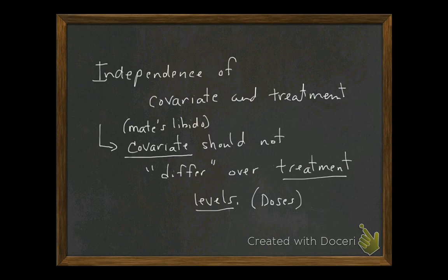So what we're saying here is before we ever start to check this assumption, we would want to run an ANCOVA of the covariate over the doses to make sure there's no difference. This is one place where we go in with an intent, and we hope that when we run it we don't have statistical significance. In other words, we don't want the mate's libido to be different across the placebo, low or high doses.